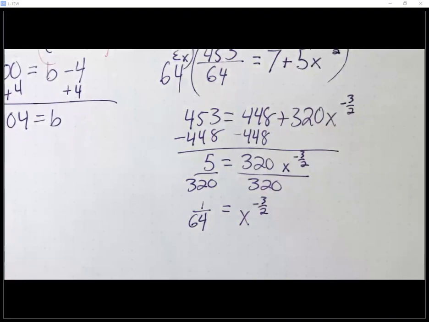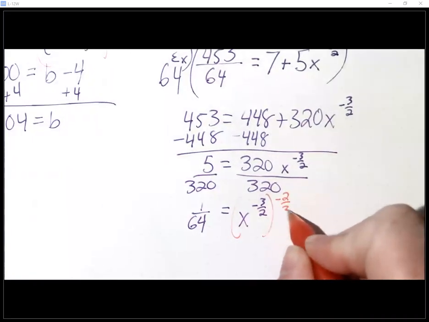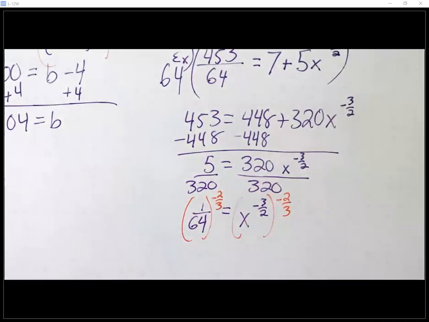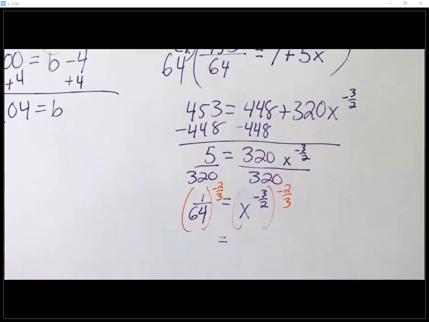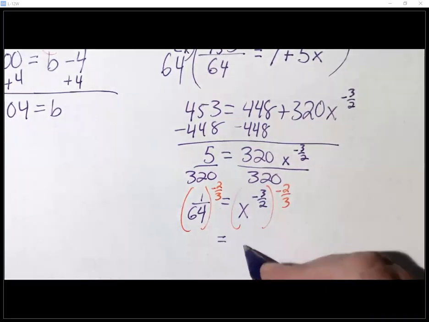Is everybody okay now? So step 2 now says, all right, raise both sides to the reciprocal power. What would my reciprocal be? Yeah, negative 2/3. So I'm going to raise this to the negative 2/3 power, and I'm going to raise this to the negative 2/3 power. So on the right, I'm just left with x, right? Because if you multiply these two things together, you're going to get a positive 1. So I get x to the positive 1st power.